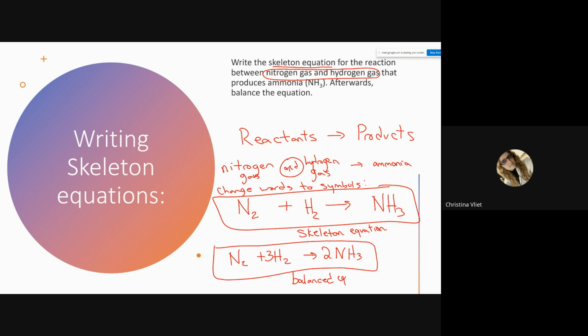So write this down. The final thing you could be asked to do is you could be given a word equation, told the names of your reactants and your products, and you have to convert that into a skeleton equation, which is the correct symbols, and turn that possibly into a balanced equation. So we're going to do a few more examples, of course, before you get some to do yourself.